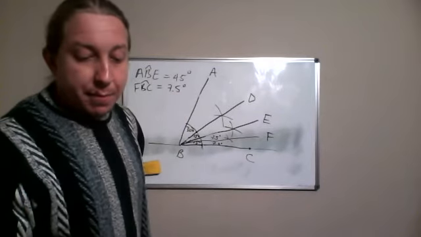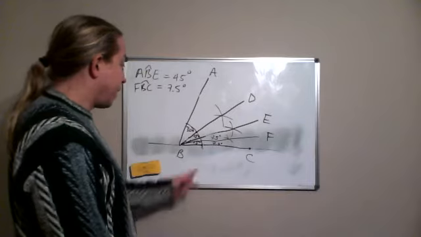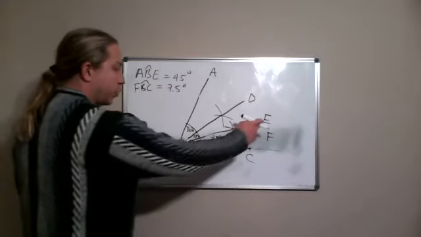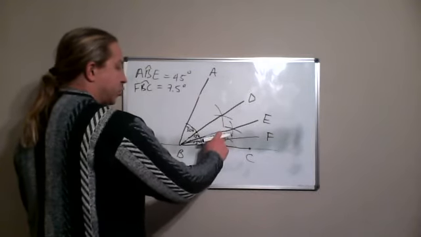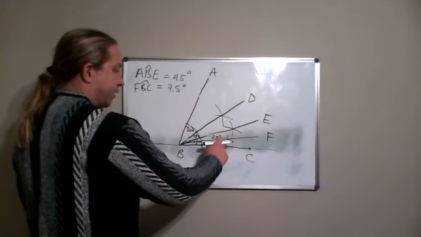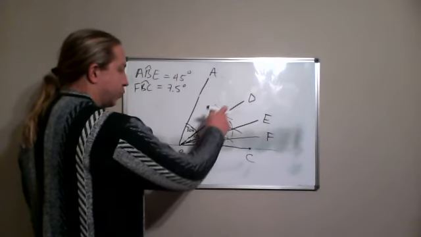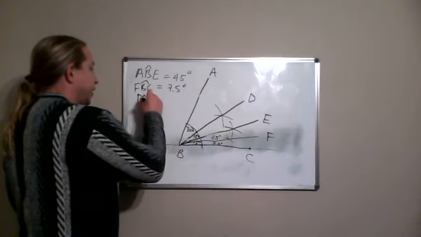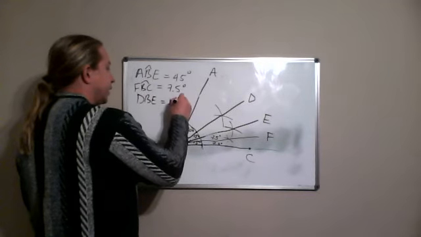Then B says 15 degrees. Okay, find me a 15 degrees. Well, it could be EBC, because these two are both 7.5. Or we can use this one, which is DBE. So DBE equals 15 degrees.